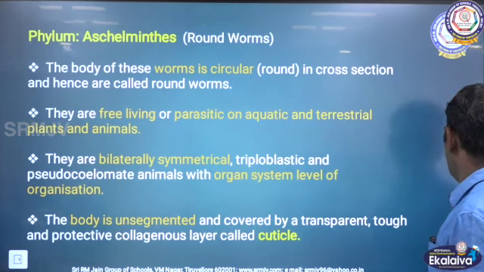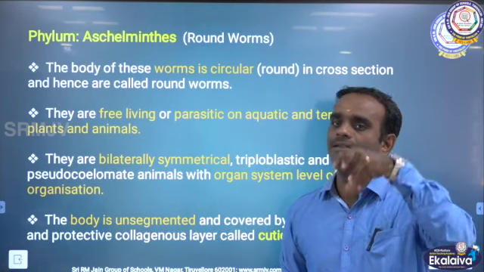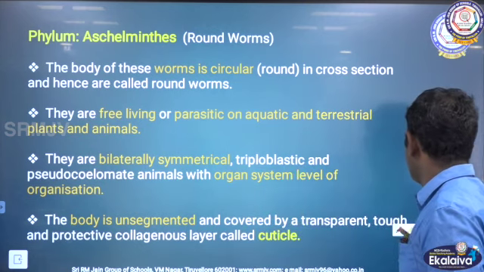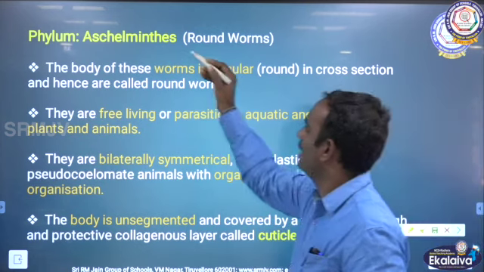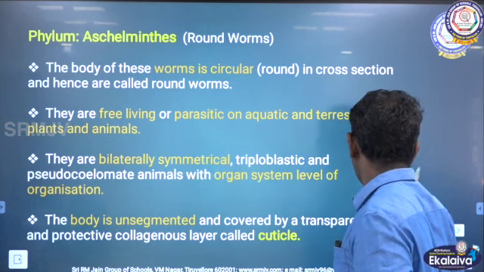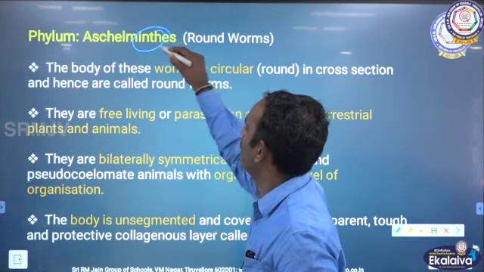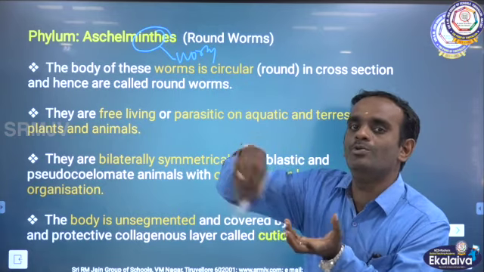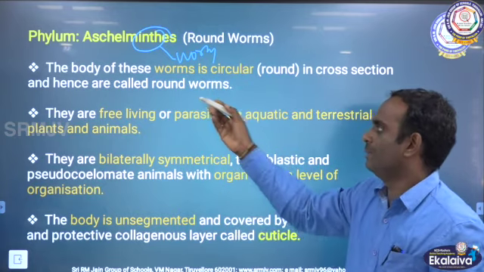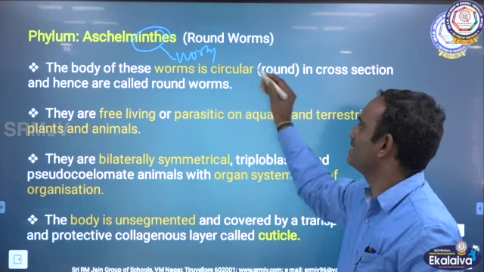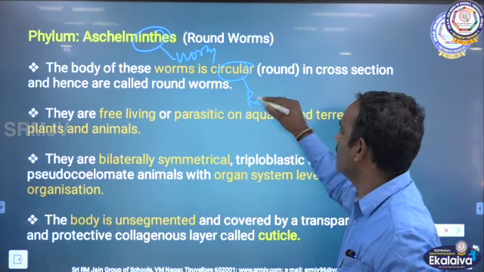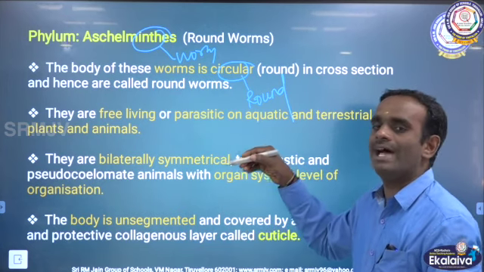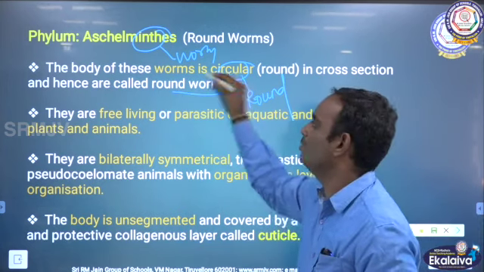The next phylum is Aschelminthes. As I said, Aschelminthes is nothing but worm. Aschelminthes means round worm. So, the body of these worms is circular, that means round in cross section, and hence it is called as roundworm.